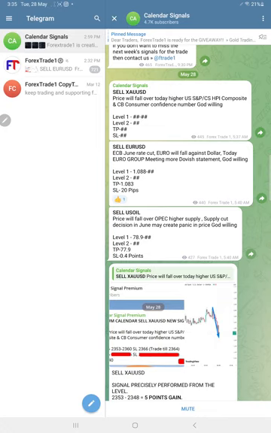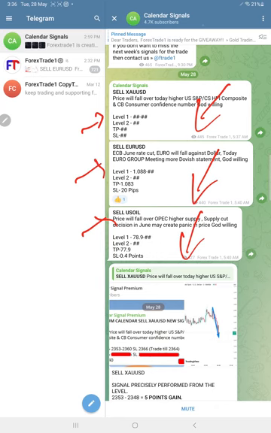And these calendar signals are generated based on the economic calendar data and news. As we expected today's consumer confidence data, we predicted that the gold price will come down, the Euro USD price will come down and the US oil price also will come down. That was our prediction, and that is the reason we gave sell signals here.